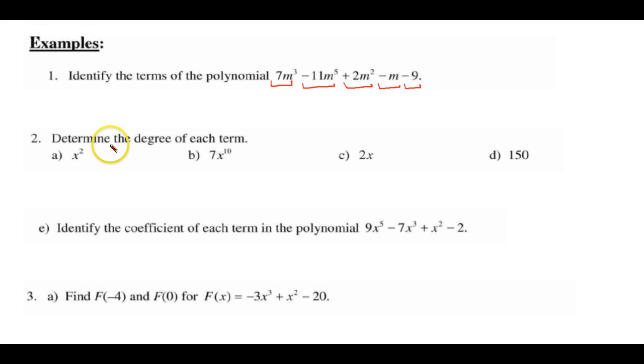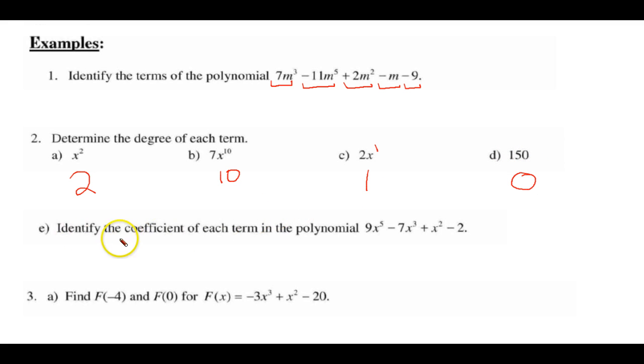Now, what are the degrees of these terms? Well, we said it would be the sum of the exponents. So for this one, and we can write these right underneath, the degree of this term is 2. This term is 10. Now, there isn't an exponent, but there's a 1 there, so that would be 1. Now, there is no variable here, so we say a degree of this kind would be 0.